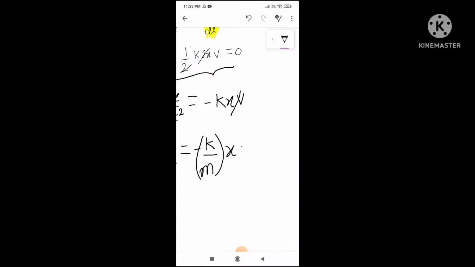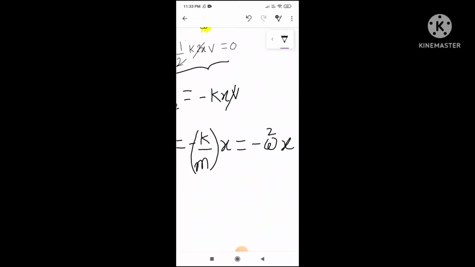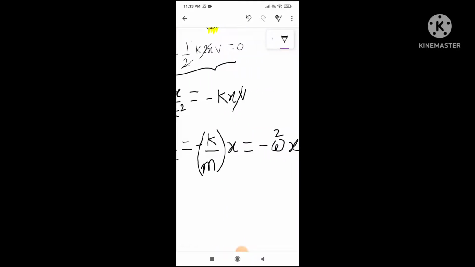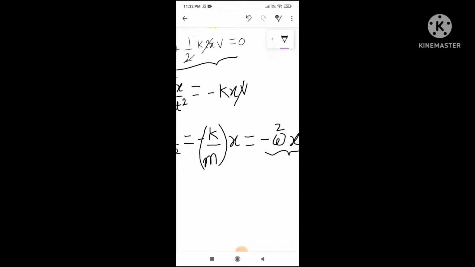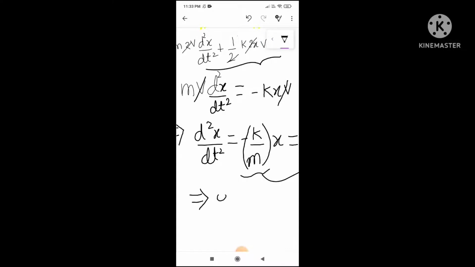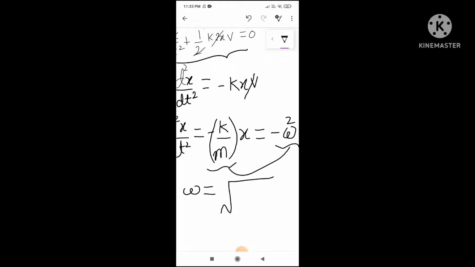What does this mean? This is of that form minus omega square x, which you get from your force equations in SHM, force method. This is what you get: d2x by dt2, the acceleration, equals minus k by m x, which is of this form, minus omega square x. This is what we have compared. In other words, we've got omega. How much is omega? It's square root of k by m.